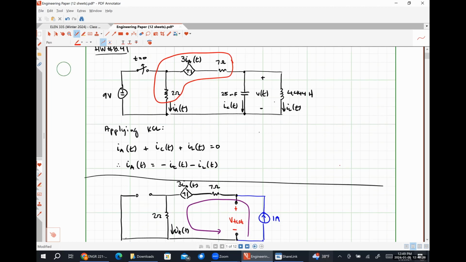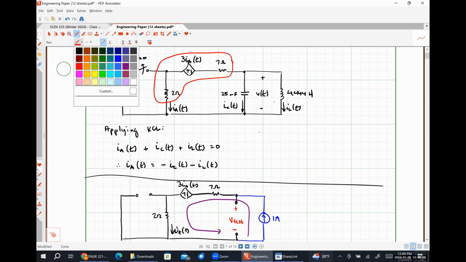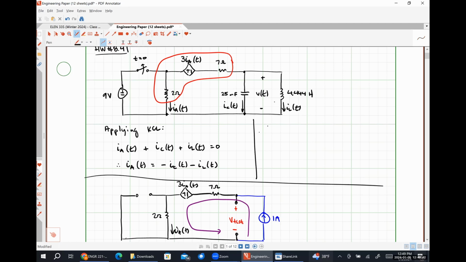So if we can find REQ, we can say then that IA of t is just V of t divided by the equivalent resistance, and we don't need to do any other work. So I'll leave it to you guys as to which path we choose to solve for IA. Do we want to use the KCL method, or do we want to use this? Yeah, this is easier. We don't have to, but it's easier, so we might as well.